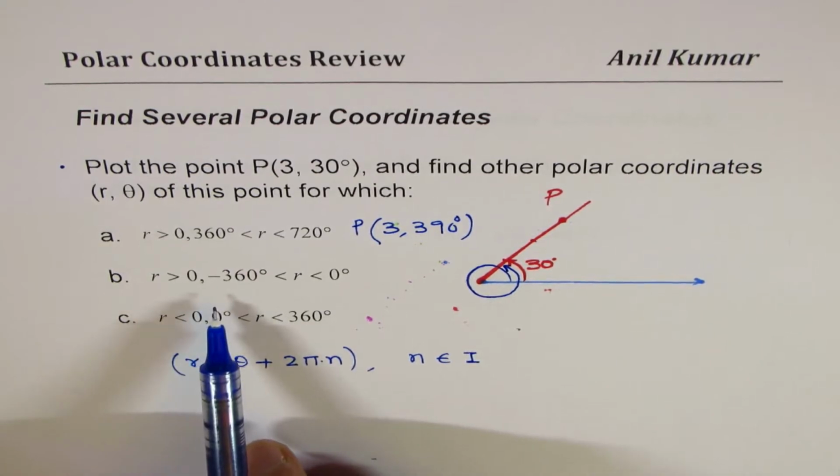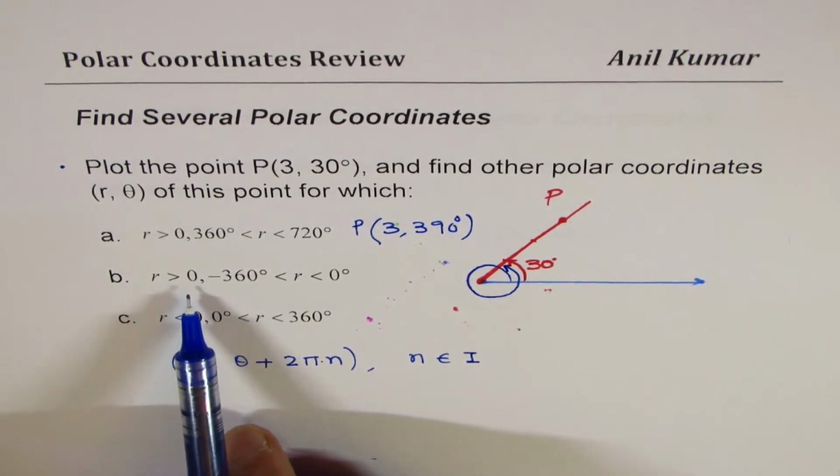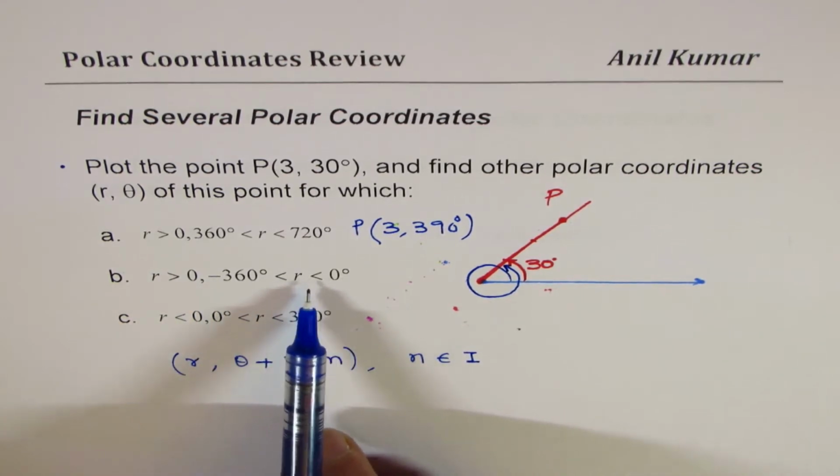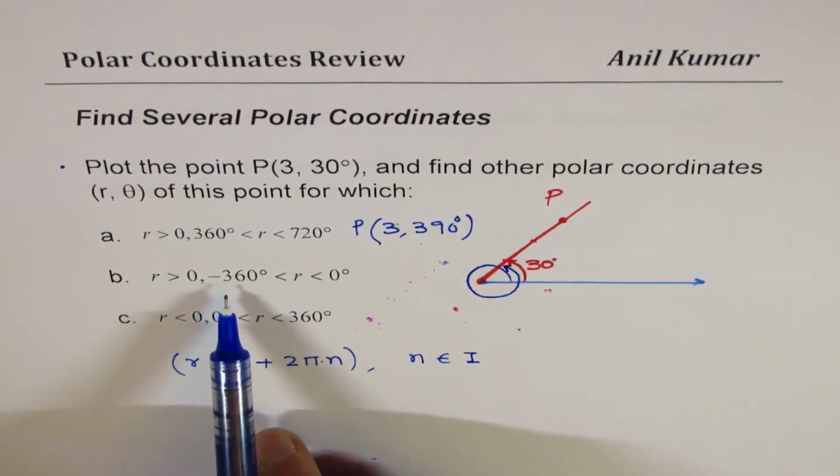Now the second one here is r is greater than 0 and the angle is less than 0 but greater than minus 360, right?